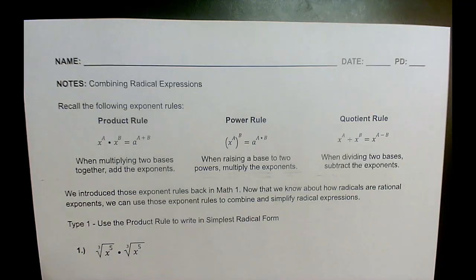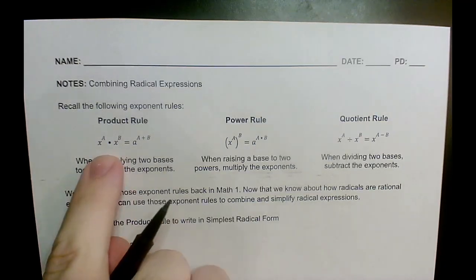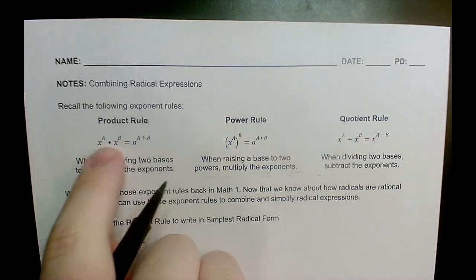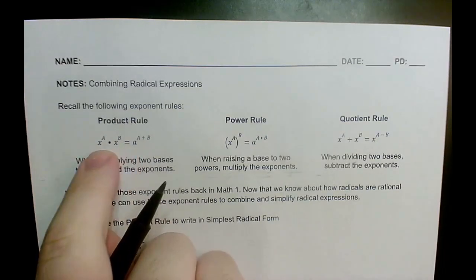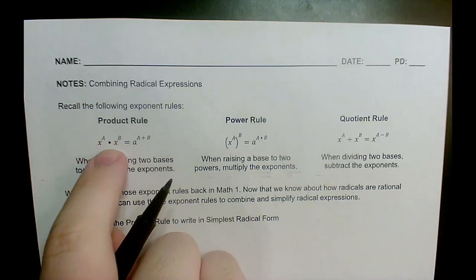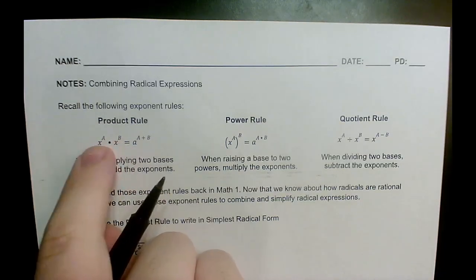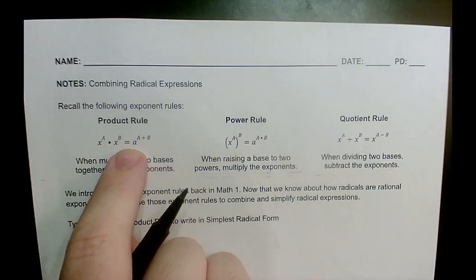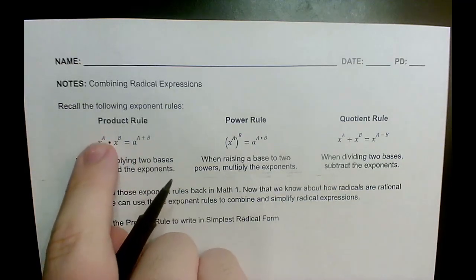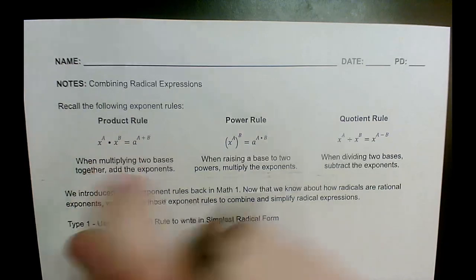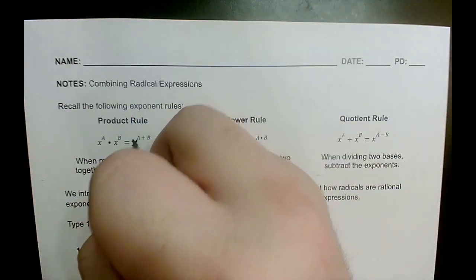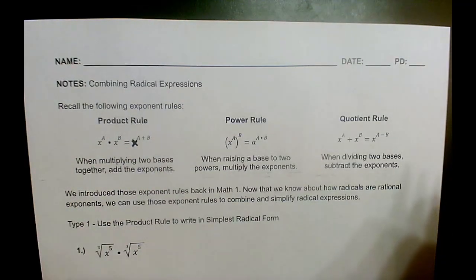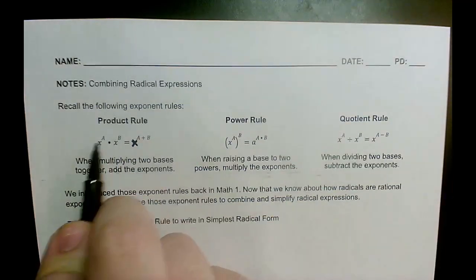So back in Math 1, we used a few different exponent rules. We had the product rule, which said, hey, if I've got two of the same base, x to the whatever power and x to the whatever power multiplied together, x to the a times x to the b is equal to x to the a plus b power. All you got to do is add those exponents.